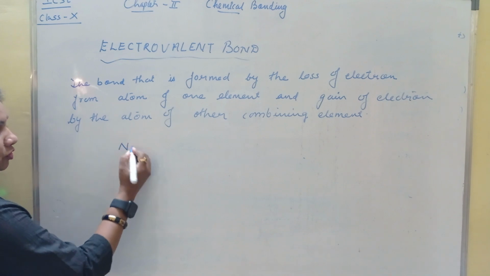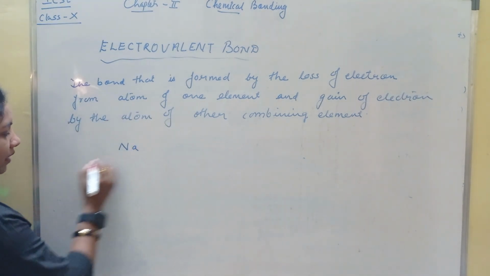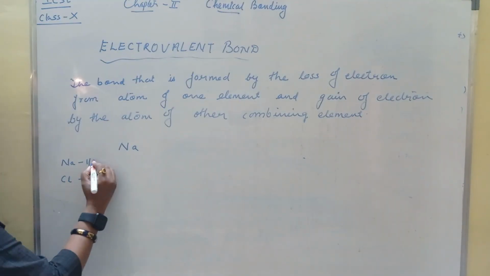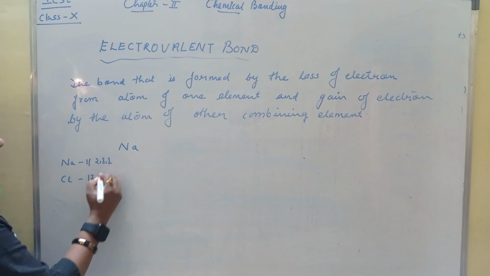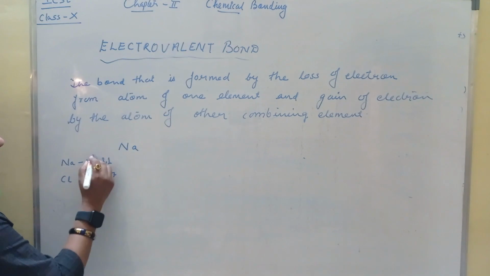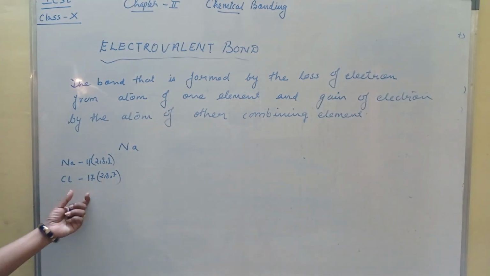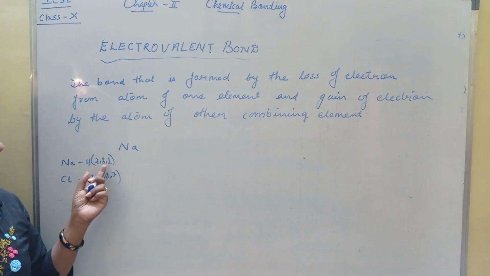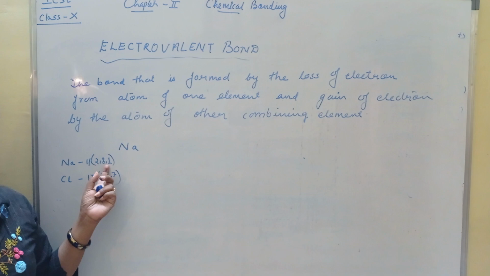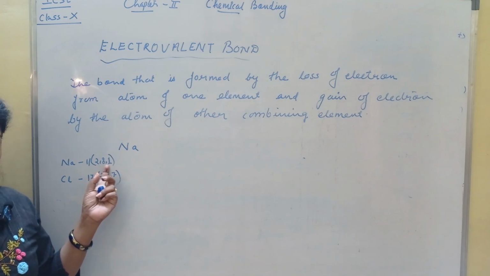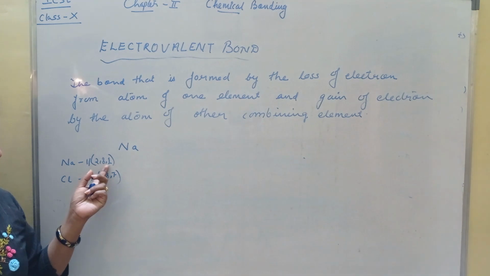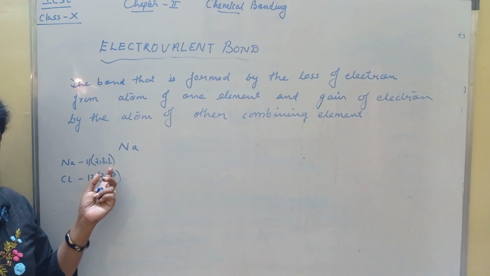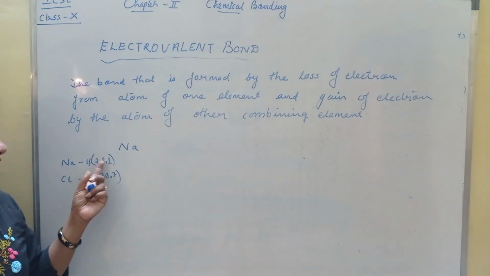We'll take the formation of sodium chloride. Sodium atomic number is 11, configuration 2, 8, 1. Chlorine atomic number is 17, configuration 2, 8, 7. By the configuration it is clear that sodium will give one electron because it has one electron in its valence shell, so it is difficult to accept 7 electrons. What will sodium do? Will it donate this one electron, or will it take 7 electrons to attain octet? No, definitely it will give this one electron.